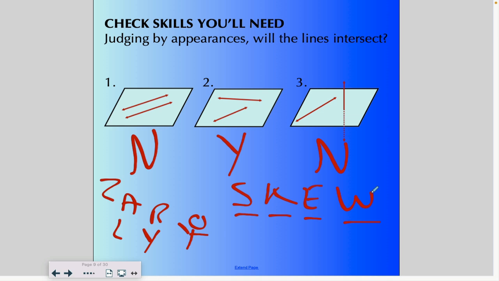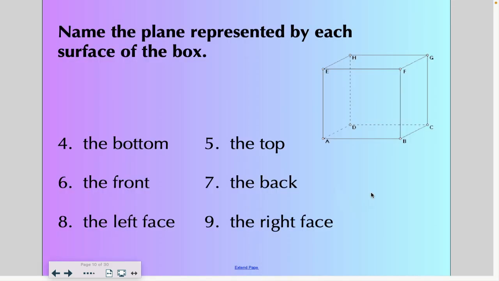You've got about 30 seconds to finish that front page. If you finished it already, great. If not, kick it into high gear. Maybe a minute. Full first page, including the ones at the bottom. Skew lines.